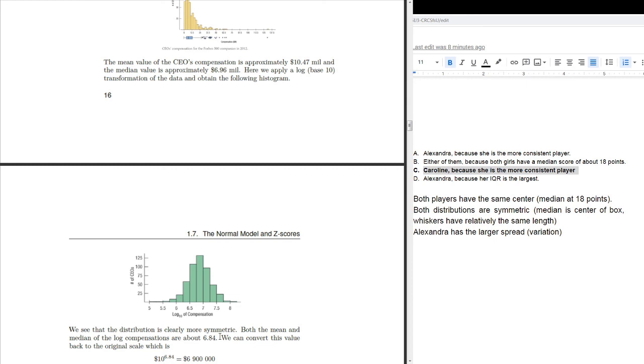Now, because this is on the log scale, we need to convert this value back to the original scale by applying an inverse transformation. The inverse transformation of the log base 10 is to raise the value to a base of 10. And so 10 to the power of 6.84 gives us about 6.9 million. And so this would be describing the center of the original distribution.